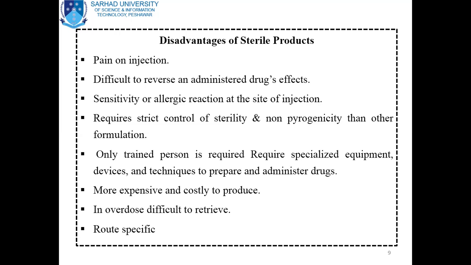Another restriction is required to control the sterility and non-pyrogenicity of the product. In other formulations, for example tablets or suspensions that are taken orally, these are not sterile or parenteral, so the contamination control condition for sterility and non-pyrogenicity is much lower. Strict conditions should be followed for the sterile product because of the chances of contamination and loss of sterility. It is mandatory for the formulation to be sterile in nature and non-pyrogenic. If these are not sterile and are pyrogenic, then they cause contamination and a temperature rise in the patient who takes it.